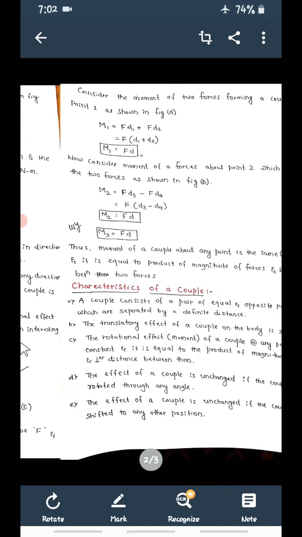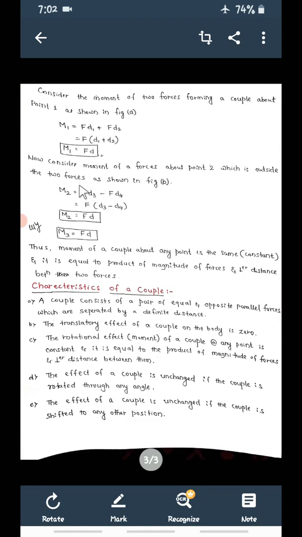In all the cases it is the same: F into D, F into D, and F into D. So what does it indicate? The moment of a couple about any point is a constant, and it is equal to what?